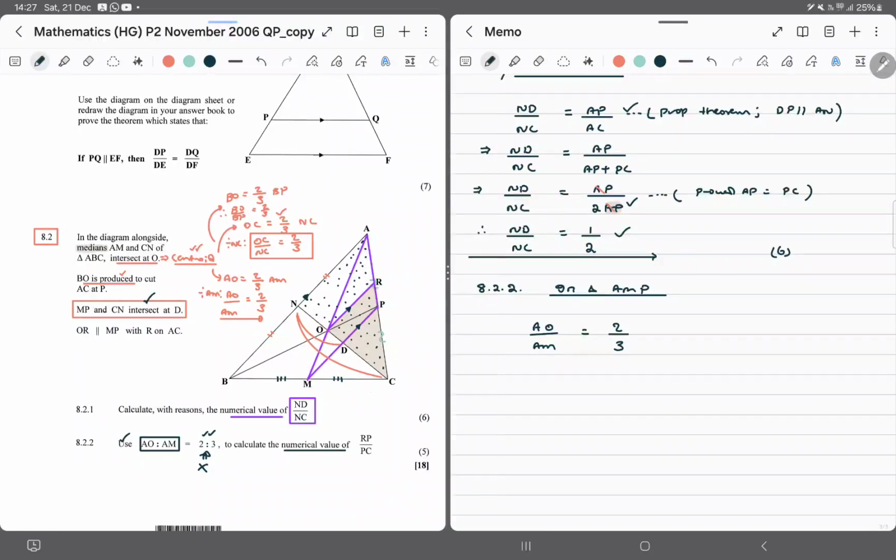So let's do it again. We know that this over this, that's what we were given. So we are going to say this is 2A, therefore this becomes 3A. And we know that 3 minus 2 gives us A here.